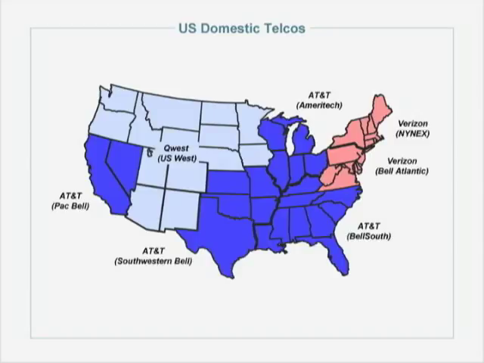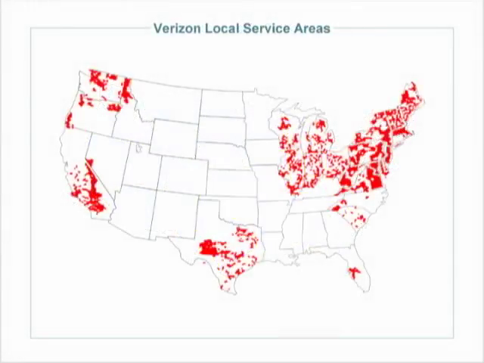Here's one graphic that shows in red on the slide the areas that are Verizon service areas. And you can see it is concentrated a lot in New England, but you also see that there's Washington State and parts of California and big parts of Texas are also colored in red there.